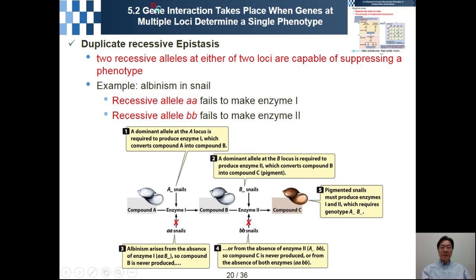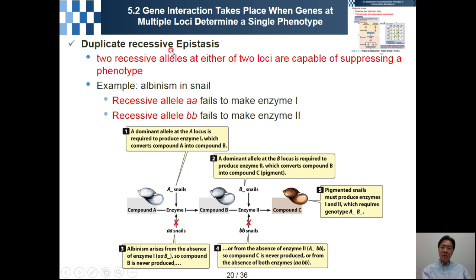We will learn another gene interaction. We call it duplicate recessive epistasis. It means that two recessive alleles at either of two loci are capable of expressing a phenotype. What's the difference between the duplicate recessive epistasis and recessive epistasis?